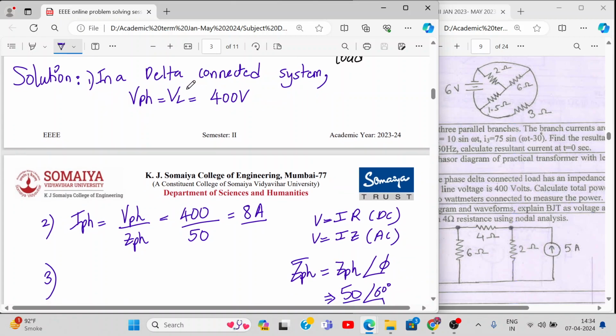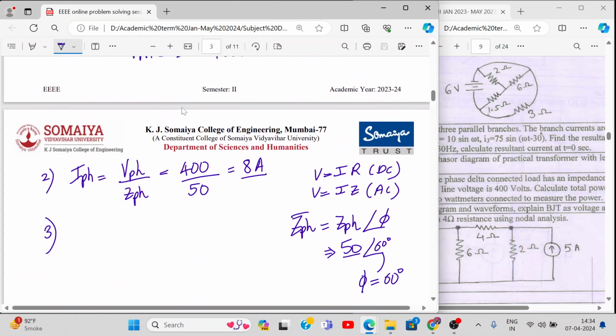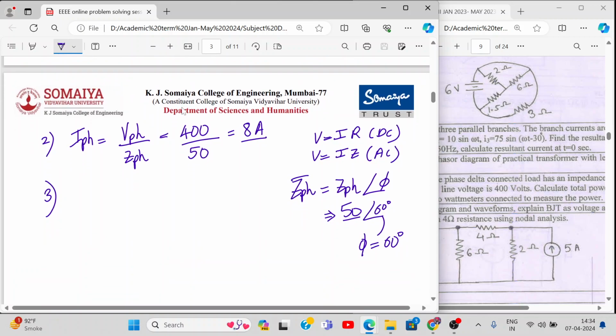So in a delta connected system, line voltage and phase voltage are the same, but line current and phase current are not the same. Now we got the value of I phase. Now we calculate IL, the line current, which is root 3 times the phase current, which is root 3 into 8. Can you tell me this answer? 8 into root 3, how much is it?